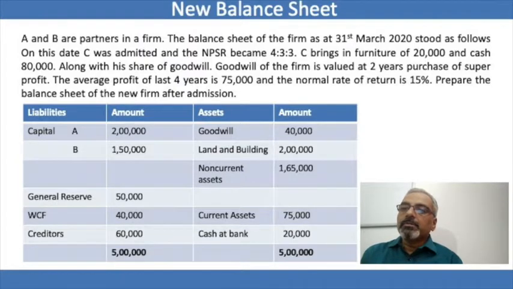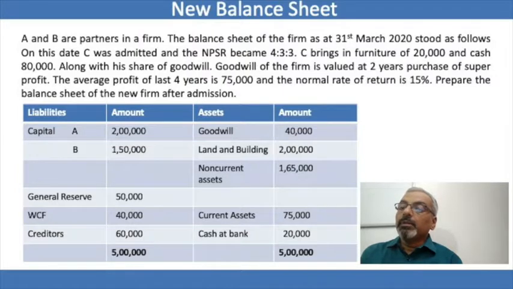Goodwill of the firm is valued at 2 years purchase of super profit. The average profit of the last 4 years is 75,000 and the normal rate of return is 15%. Prepare the balance sheet of the new firm after the admission. So you can see the balance sheet is given to you on the date of admission, and the new balance sheet will also be prepared on the same date because the admission took place on that particular date.